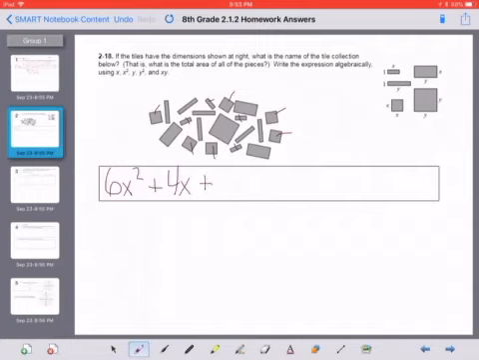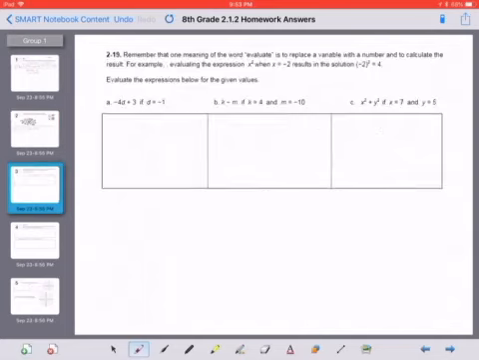Plus, then let's do the xy's. There's 1, 2, 3 xy's. Y squared, there's only 1. And then there are 1, 2, 3, 4, 5, 6 y's. So that would be my most simplified expression.